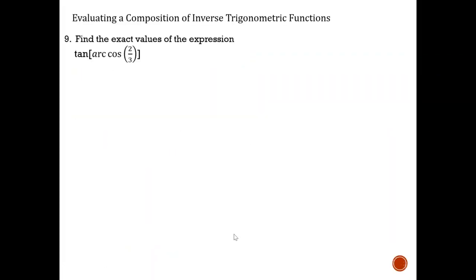Now comes number 9. It says find the exact values of the expression. Okay, now guys, it says the tangent of the arc cosine of 2 over 3. From the inside of the parentheses or brackets, you're going to come up with a triangle, right? We know this is quadrant 1 because the arc cosine is from 0 to pi, and at pi, the cosine is negative, but in this case, it's positive, so it's quadrant 1. So that means the sine is positive, cosine is positive, everything's positive.